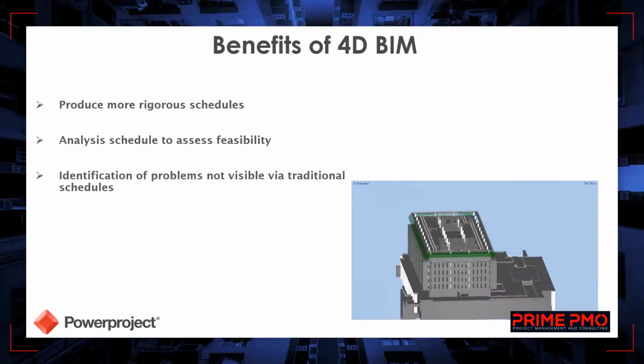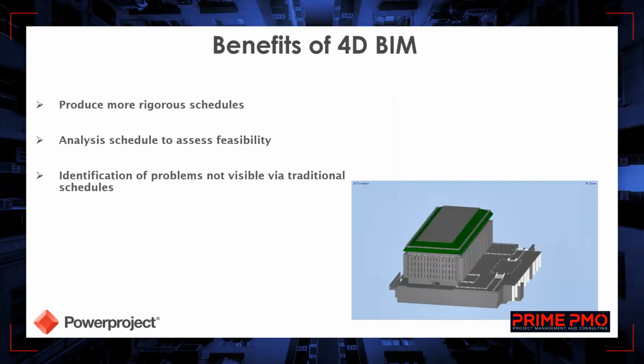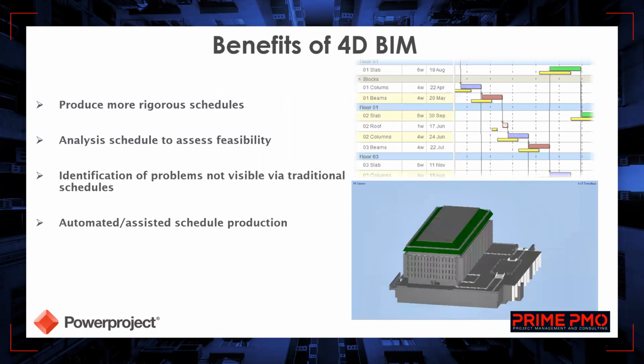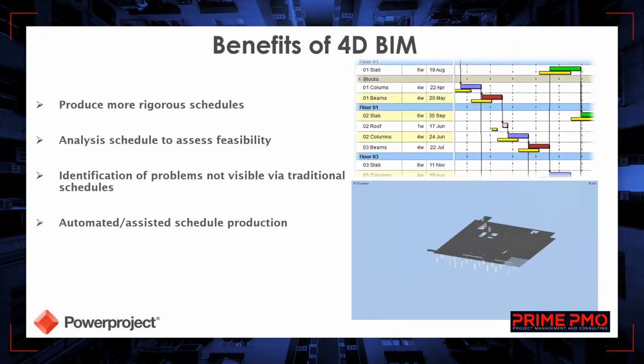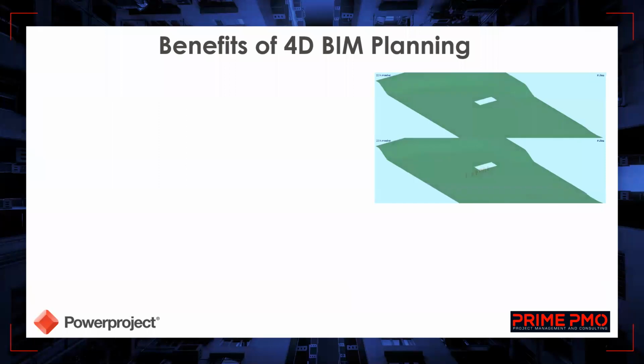So by identification of problems, we can have optimization, as I said before. Also, we can automate the schedule production by using the 3D BIM design model and allocating it to our schedules.